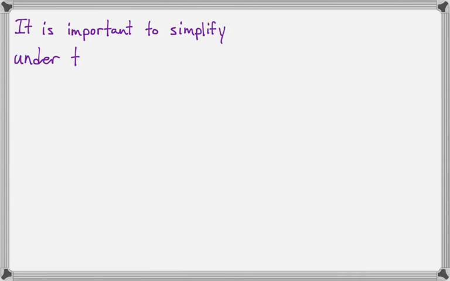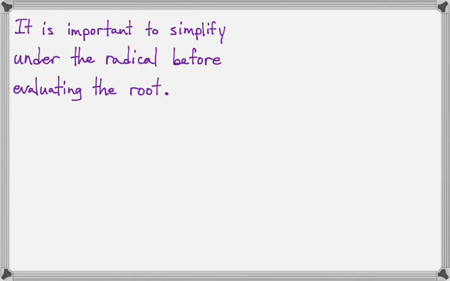Now, it's important that you simplify under the radical before you start to evaluate the root. And let's just look at a few examples. We're going to simplify the third root of negative 2 to the third power. As long as it's an odd root, or an odd power here, negative 2 to the third is going to be a negative result. And we know that the odd root of a negative comes out negative.